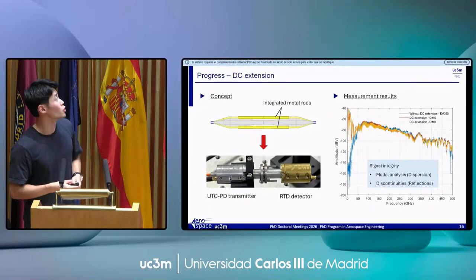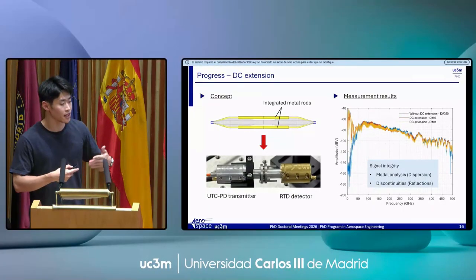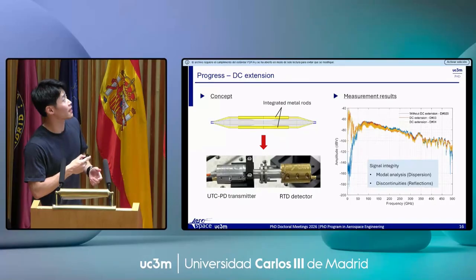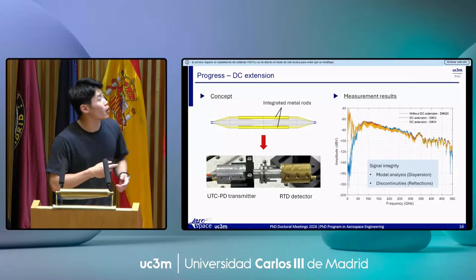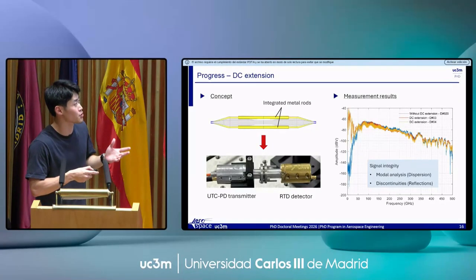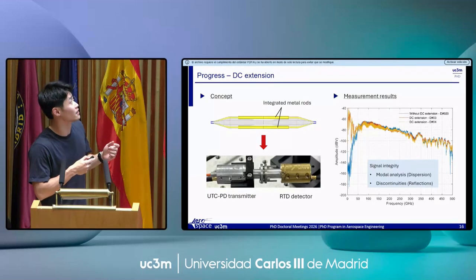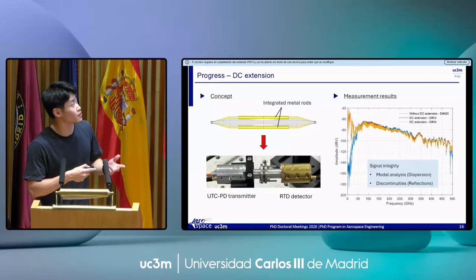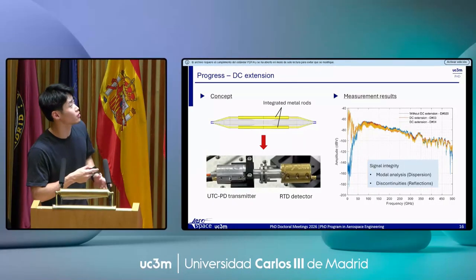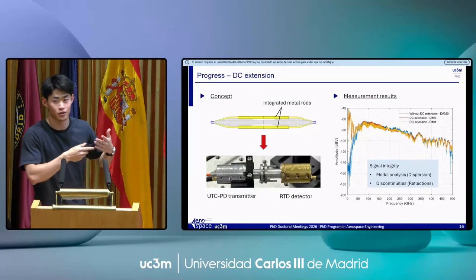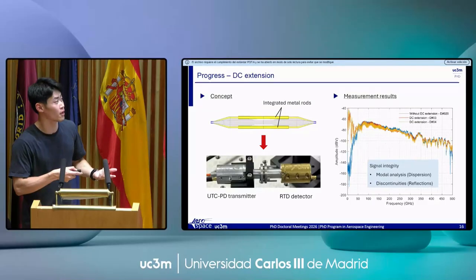So additionally, we also worked on extending the operation frequency range down to DC by integrating metal rods like this. Although this is a trial experiment and we still have to investigate dispersion or reflections in this structure, we observed lower frequency signals compared to without the DC extension. So it shows the feasibility of an ultra-broadband transmission line working from 0 to 500 gigahertz.